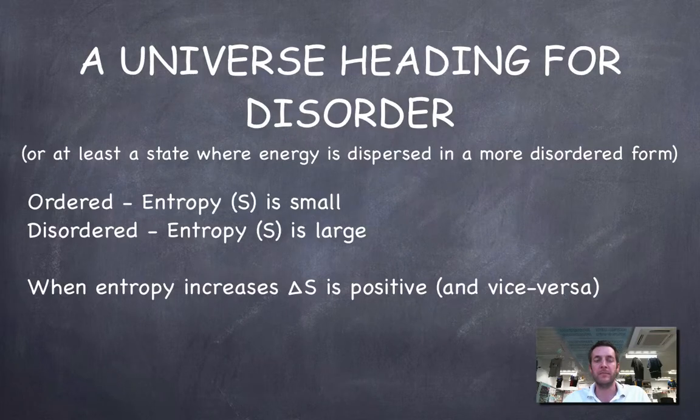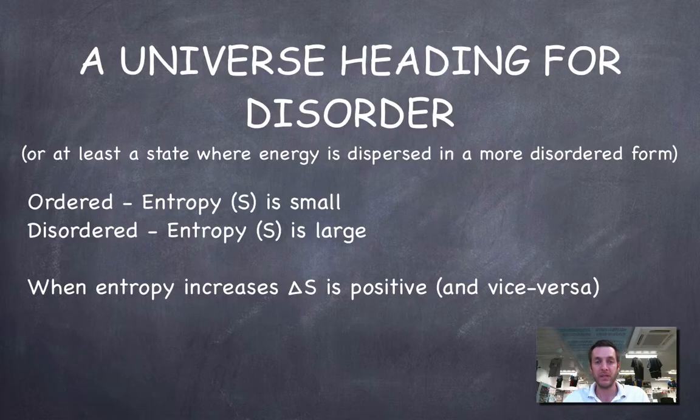So in an attempt to explain entropy in a very simple way, I'm going to tell you that the universe, which started off as everything squashed into a very small space and went bang in a big way and has been expanding ever since, is heading for a state where the energy in the universe is dispersed in a more disordered form. To cut a long story short, everything wants to be as disordered as possible, would be a simple way of thinking of it.